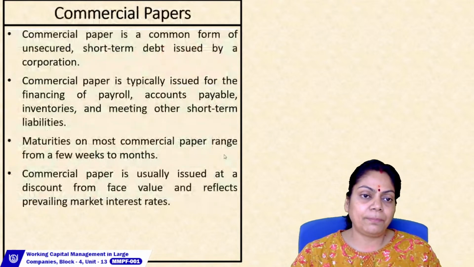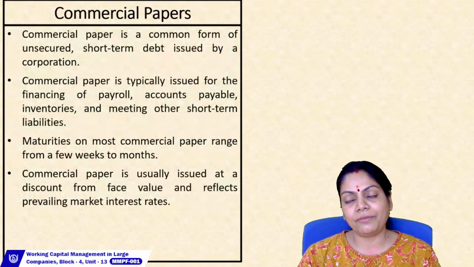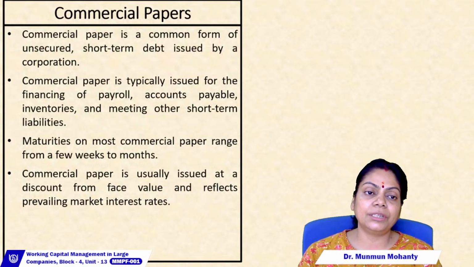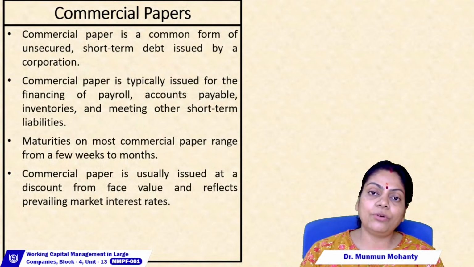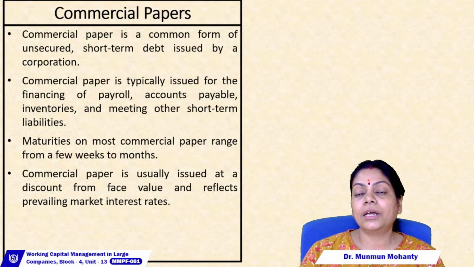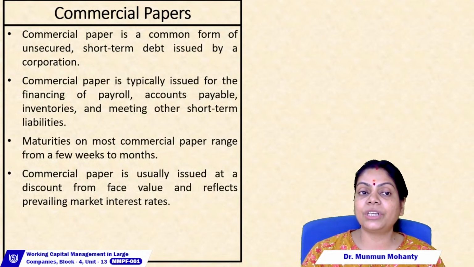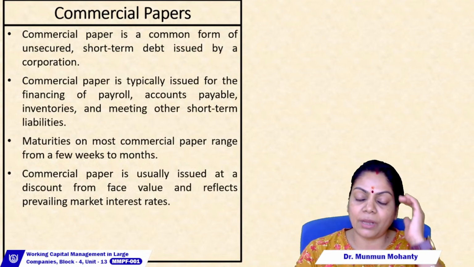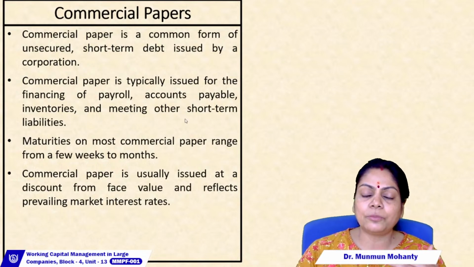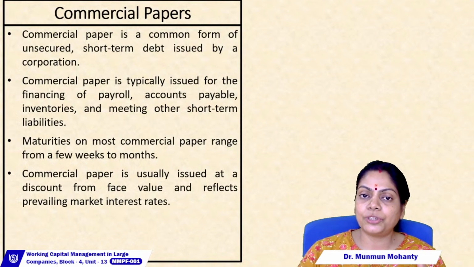Then we talk about commercial papers. Commercial paper, as we have discussed at some other point, is a common form of unsecured and short-term debt. It is issued by a corporation, and which corporations can issue commercial paper? Only very highly rated organizations can issue commercial papers in the Indian market. Now, why do they have to be highly rated? Because suppose I am a big company issuing commercial papers, basically meaning that I am raising finance from the market.